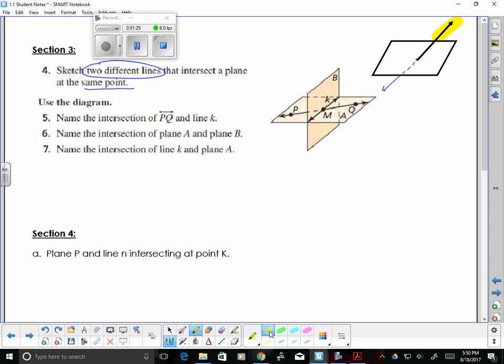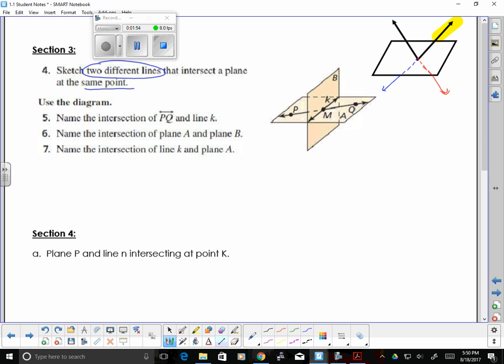So now I need to repeat that process and start here. Here's another line that's passing through. And try and make those lines straight. Dr. Marshall's not doing a good job there. These should be straight lines. So there we have a good sketch for two different lines that intersect a plane at the same point. There's our point where they intersect.